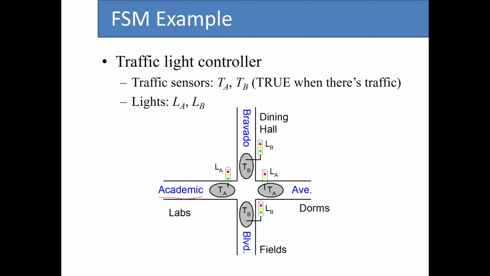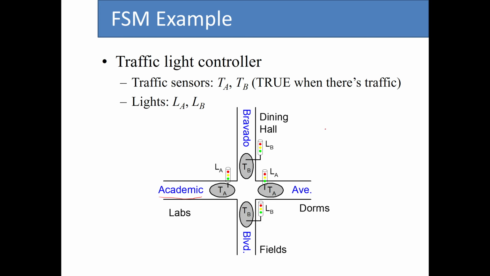So when you start the system from the beginning, the Academic Avenue is green. That means that people can pass. And when we have no traffic in the Academic Avenue anymore, then the Bravado Boulevard is green. So to be able to record the state of this cross section, we need to create a sequential logic circuit.